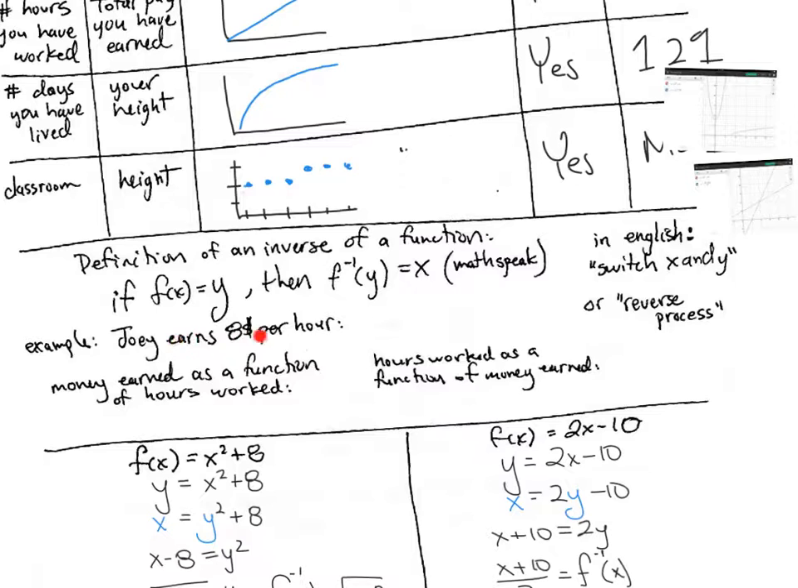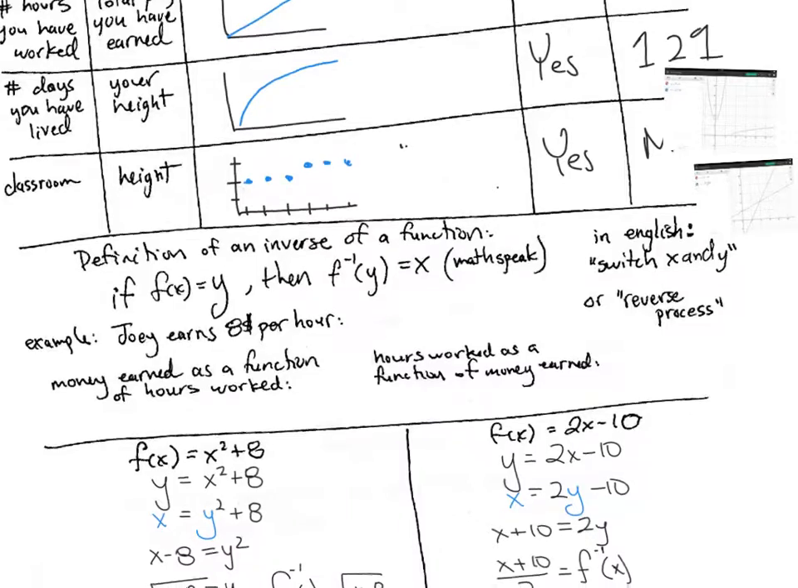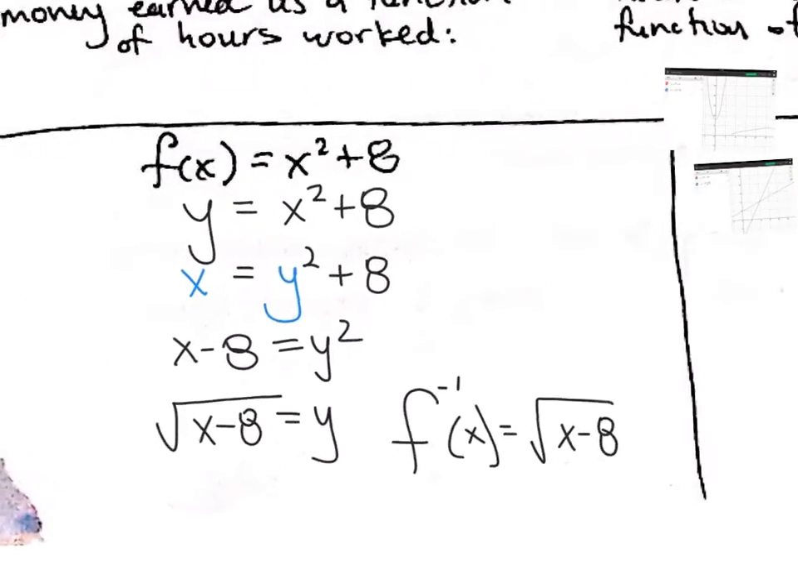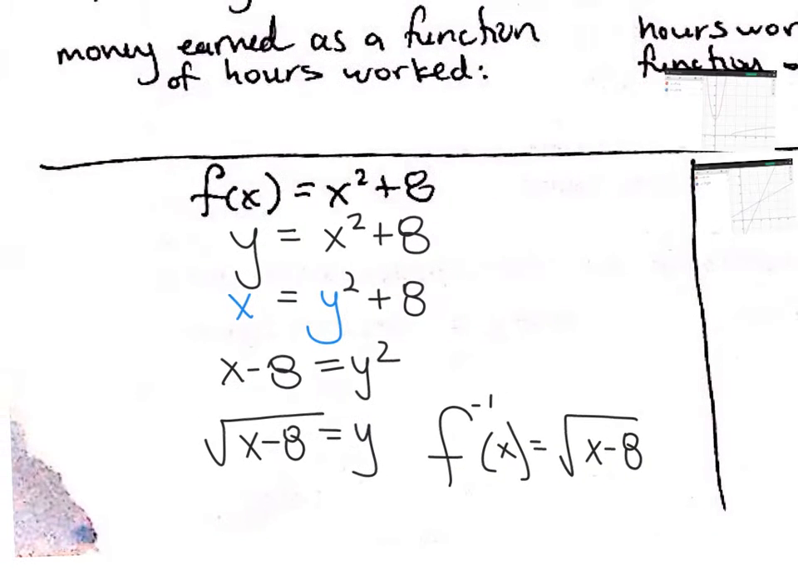But the example, Joey earns $8 per hour, and so we were talking about that. He's working for below minimum wage. So the function would be money earned as a function of number of hours worked, right? If he works for 10 hours, he earns $80. And then the inverse of that would be the opposite, meaning we're talking about the number of hours worked as a function of the money he earned, which we could figure out. If you know that he earned $800, you could figure out that he had worked for 100 hours. Mathematically, in terms of equations, we basically switch x and y.